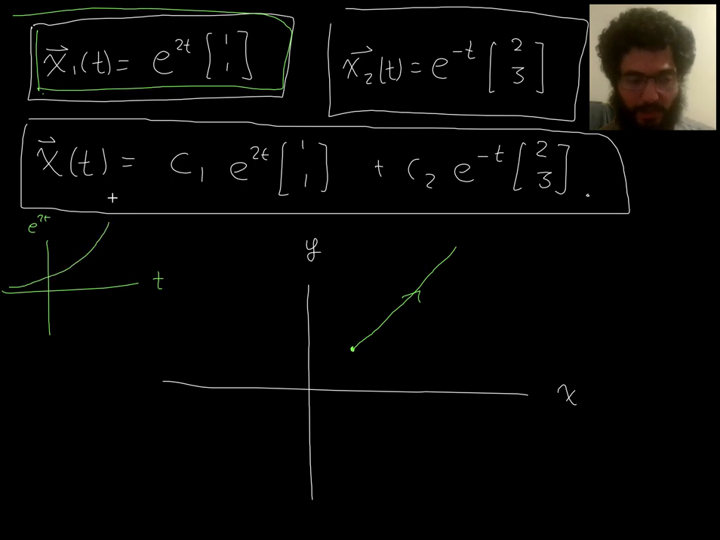As t gets positive, it blows up. As t gets more and more negative, it asymptotically goes towards 0. So as t gets more and more negative, the scalar in front of the vector 1, 1 is getting closer and closer to 0.